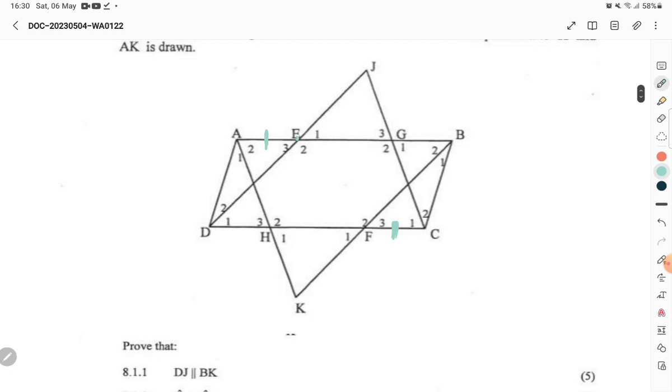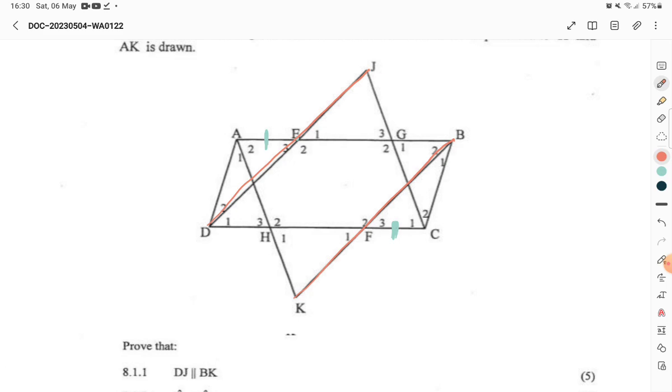Now, the question says, prove that DJ is parallel to BK. So this is our DJ, which we must prove is parallel to BK. So how do lines get to be parallel to each other? It is when... okay, yes, you want to give it a try.